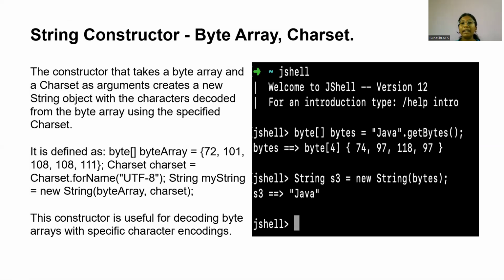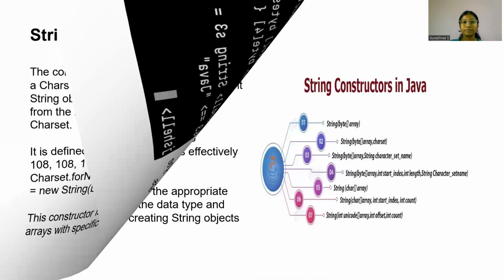So next one is the byte array and charset, and how they are used together. There are three arguments, that is the byte array and the charset. It will create a new string object with the characters that are decoded from the byte array using the specified charset. So it is defined as follows. Basically it is used for decoding byte arrays with specific character encodings.